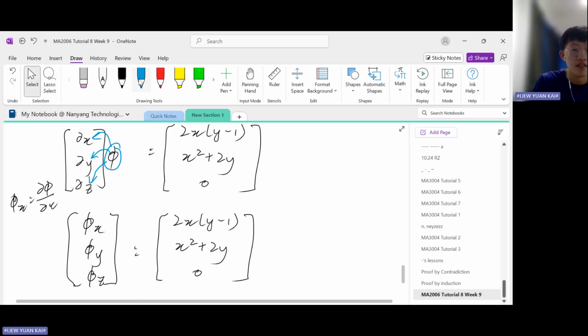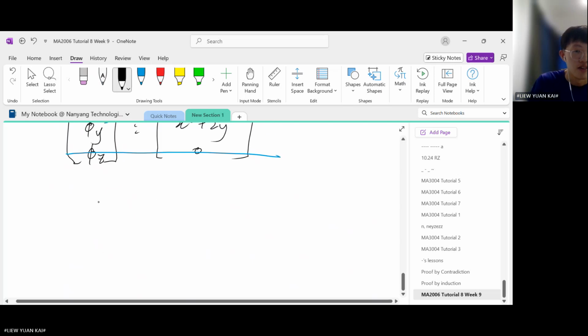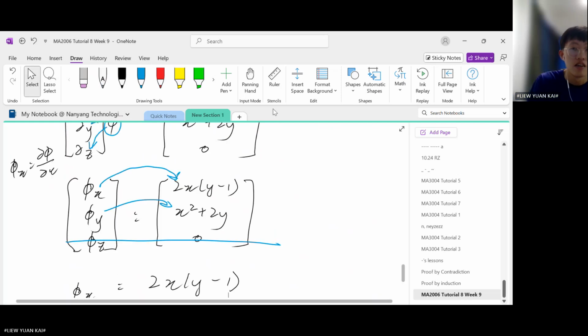Okay, so because the z entry is 0, we don't need to care about this. We only need to care about the two entries. So equate the corresponding entries. That means the x component, you equate it with this. The y component, you equate it with this. So let's go ahead and equate the x components first. So from the x component, we found that phi x is equal to 2xy minus 1. Okay, so this equated with this.